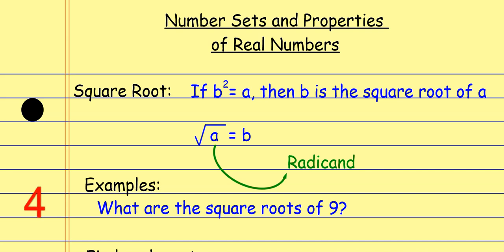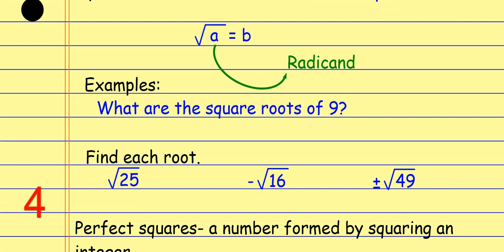For example, it says, what are the square roots of 9? In other words, what squared would give me a 9? And notice it says square roots. That's not a typo. It's asking for two different answers. So what squared would give me 9? The first and obvious answer is 3. But the second, not so obvious answer is -3, because -3 squared would also give me a 9.